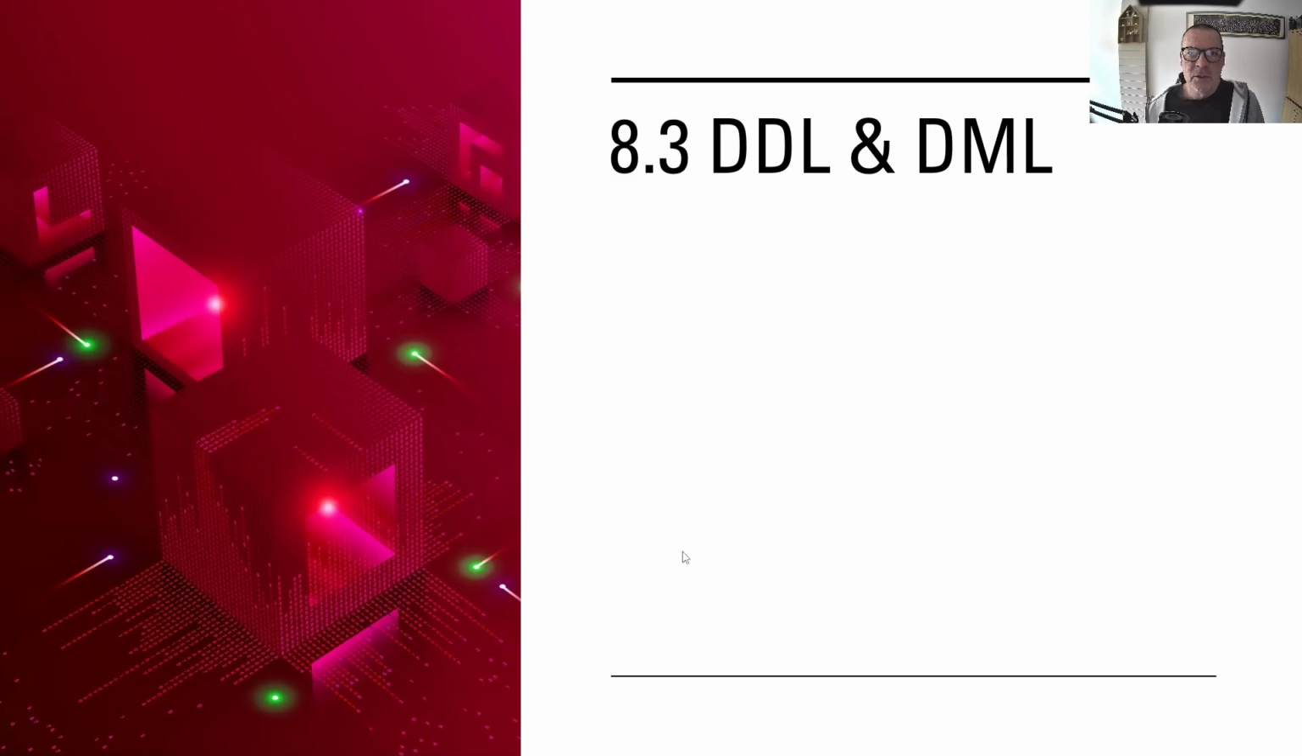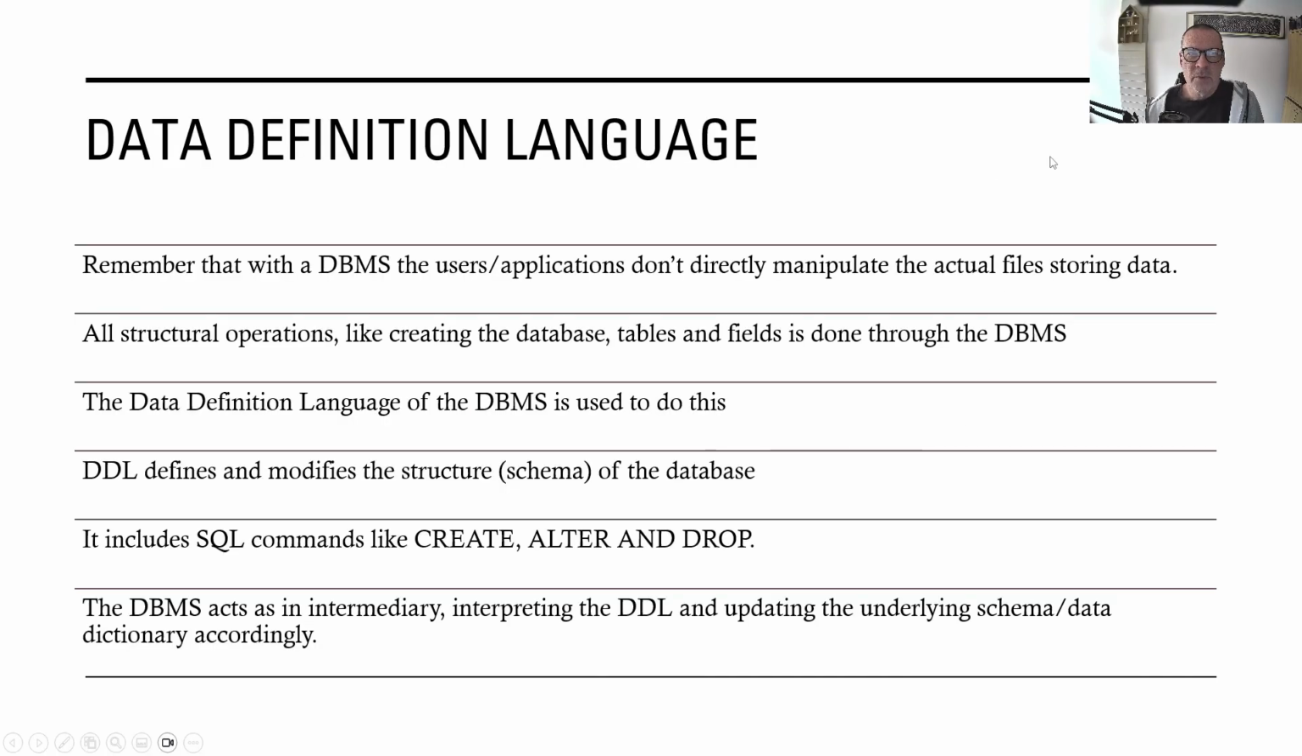This video covers data definition language and data manipulation language. This is 8.3 in the CIE 9618 Computer Science A-level spec. Firstly, we're looking at the data definition language.